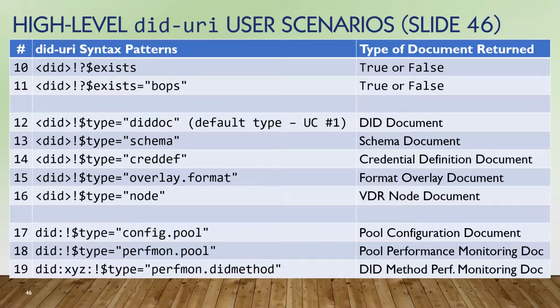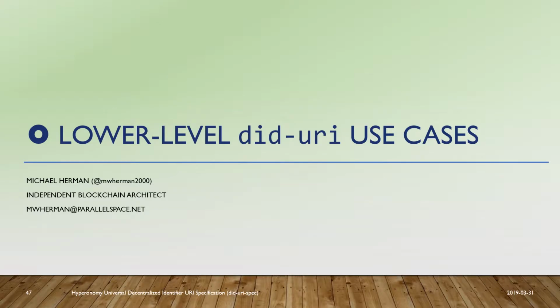Lastly, this is for a particular DID method. We want to get the performance information of the performance counters for the DID method performance monitoring document. Okay, so that's the middle level. Those are the high level DID URL user scenarios. Let's go through a series of tables now to look at each of those categories in more detail.